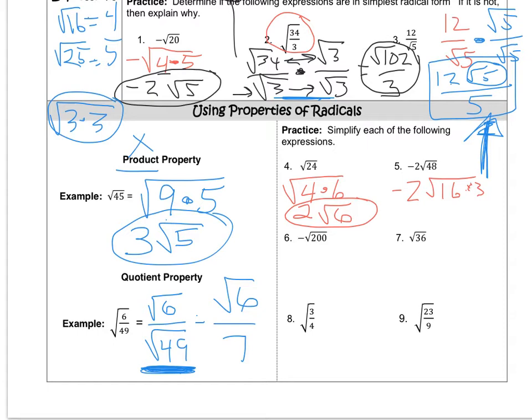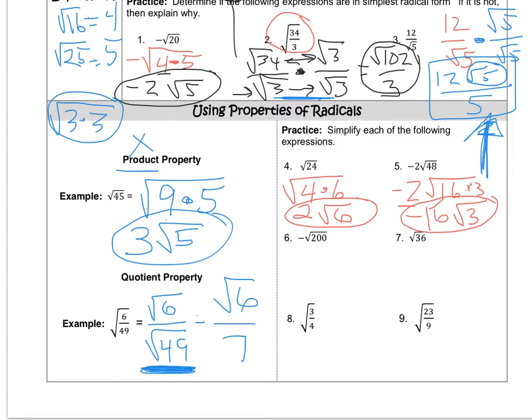Well, yeah, it is. Well, what is the square root of 16? Well, it's a perfect square. It's 4. So a 4 is going to come out. But when that 4 comes out of the square root, it's going to be multiplied to this negative 2. And so what is negative 2 times 4? It's negative 8. And I still have the square root of 3 inside. So the answer here is negative 8 times the square root of 3.